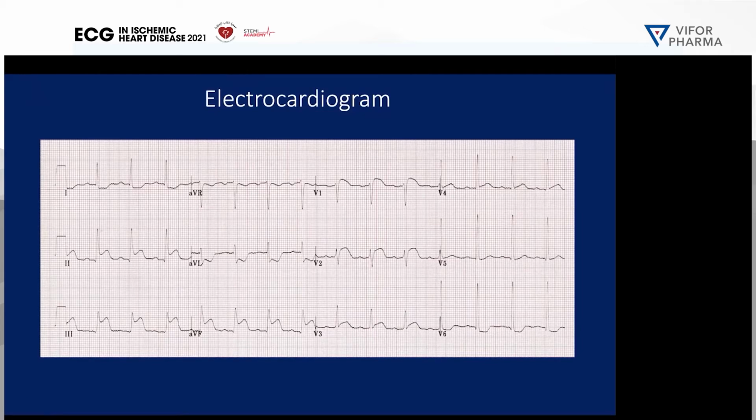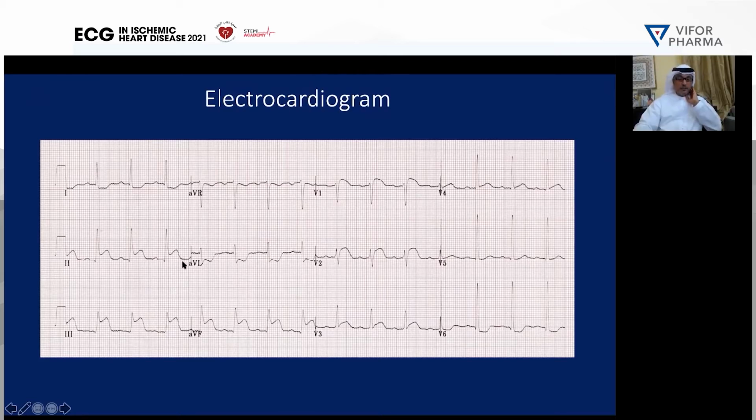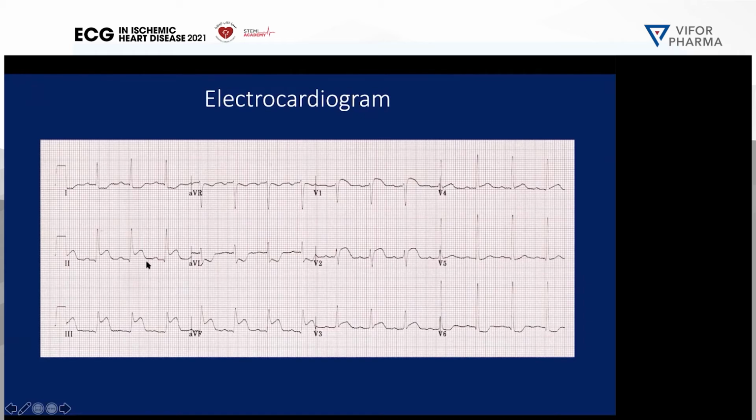But we have ST segment elevation in the inferior leads, lead 2, 3, and AVF. At the same time, we have it in V1, V2, and also V3, with ST segment depression in lead 1 and AVL. What does it mean? It means that we have inferior and anterior elevation with reciprocal changes in the lateral leads. Do you agree with me? Yes. And also V5 and V6 have ST segment depression.